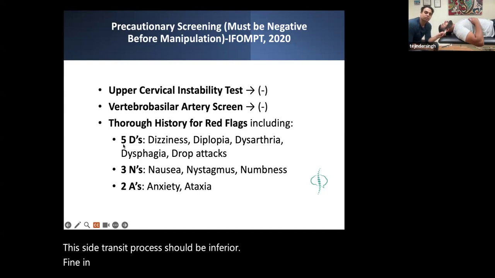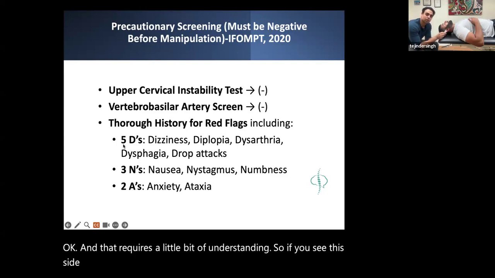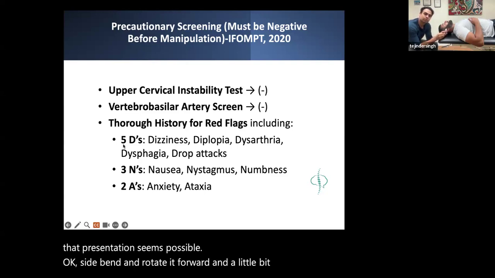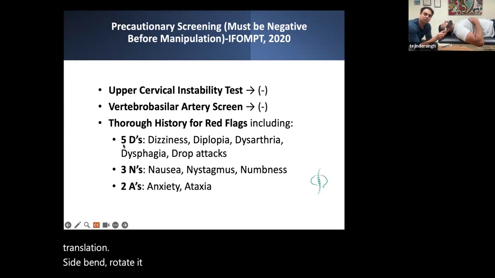In case study 1, 2, and 3, I'm finding a presentation where it is side bent and rotated up. Okay, and that requires a little bit of understanding. If you see this side bend and rotated forward, most of us are right dominant, so that presentation seems possible. Side bend, rotated forward, and a little bit of anterior translation.